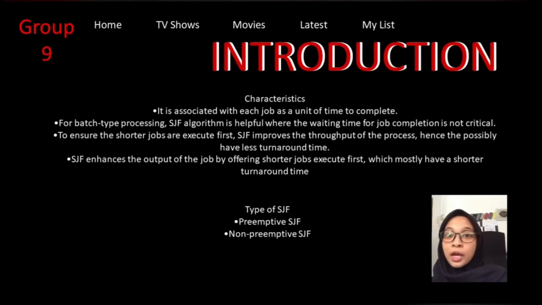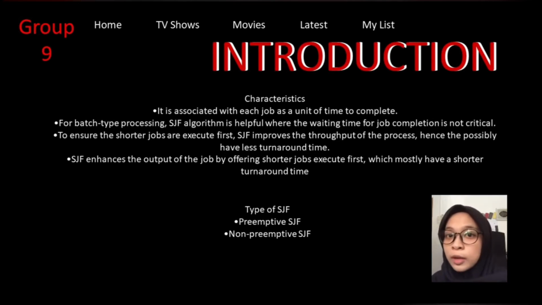Shortest job first, or SJF, is an algorithm in which the process having the smallest execution time is chosen for the next execution. There are a few characteristics of SJF, which is to ensure the shorter jobs are executed first. SJF improves the throughput of the process, hence they possibly have less turnaround time. For batch type processing, the SJF algorithm helps where the waiting time for job completion is not critical. SJF enhances the output of the job by offering shorter jobs to execute first, which mostly have a shorter turnaround time. It is also associated with each job as a unit of time to complete.